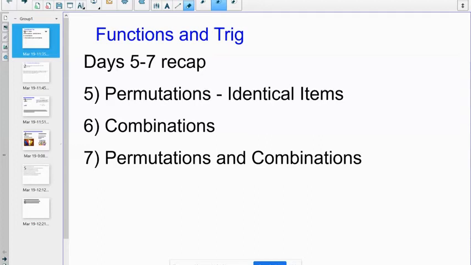So today is the days 5 through 7 recap. On day 5, we learned how to find permutations with identical items. Day 6, we learned how to find combinations. Day 7, we worked on differentiating between the two, to know if we were given a problem to decipher whether we're going to use permutation or a combination to solve it.